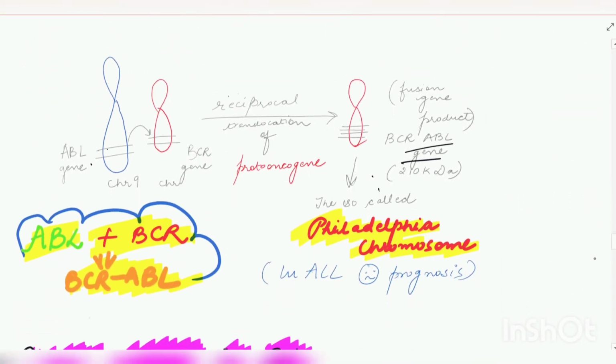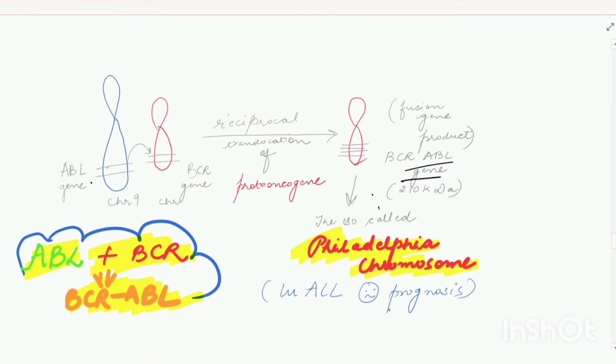Like we all know, we have 46 chromosomes in our body, or we can say 23 pairs of chromosomes. We have chromosomes 1 to 23 and their respective copies. So what happens in CML is there is chromosome number 9 and chromosome number 22, right? We have the ABL gene on chromosome number 9 and the BCR gene on chromosome number 22. BCR gene is breakpoint cluster region gene. So in CML there is reciprocal translocation of the ABL gene onto chromosome number 22, which has the BCR gene.